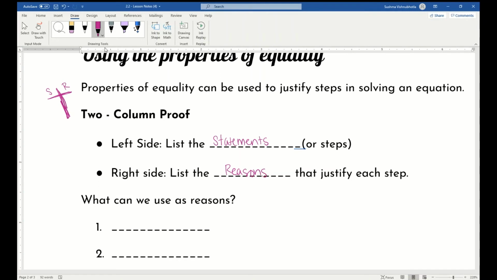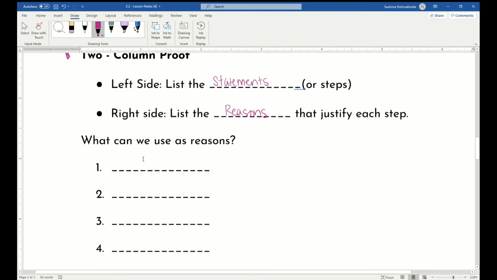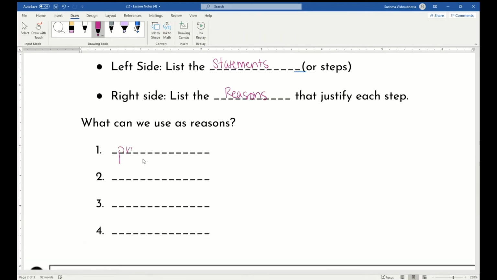Now, what can we use as reasons? We can use all of the properties that I just discussed above. One that isn't really a property, but you will use as a reason is simplify. So when you're combining like terms, to explain what happened, your justification would be, oh, I just simplified. And combining like terms is like a specific form of simplification. There's various ways you can simplify an equation, but this also comes up as a reason.